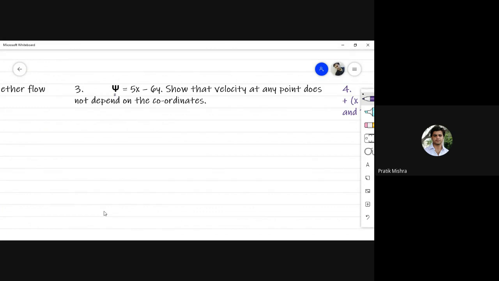Now how to calculate the velocity using this psi function? We know that del psi by del x is equal to v, and del psi by del y is equal to minus u. And this u and v are basically the velocity components. This is in the y direction and this is in the x direction. So if you write the velocity vector, your velocity vector V comes out to be u times i cap plus v times j cap. So first of all, calculate the values of u and v.